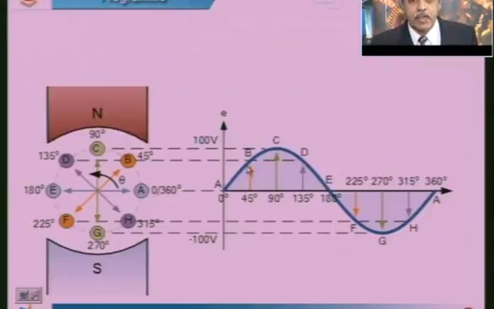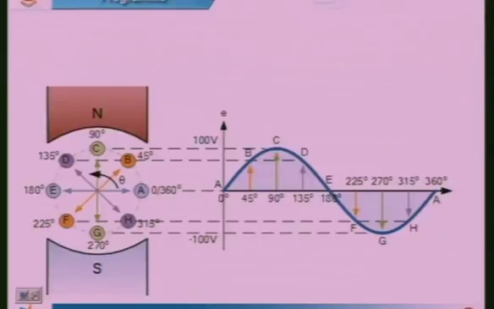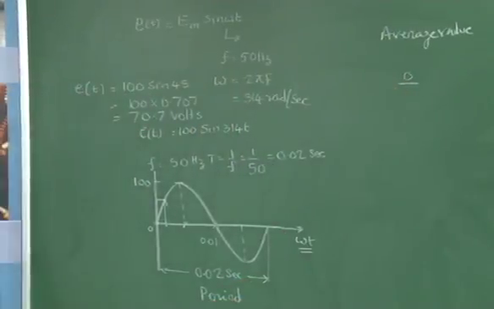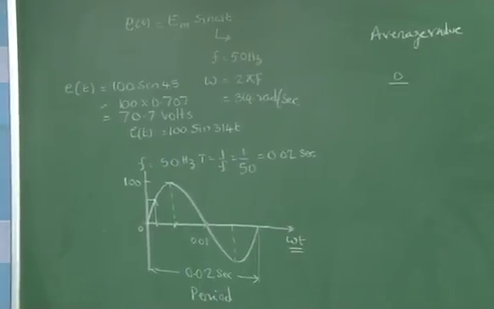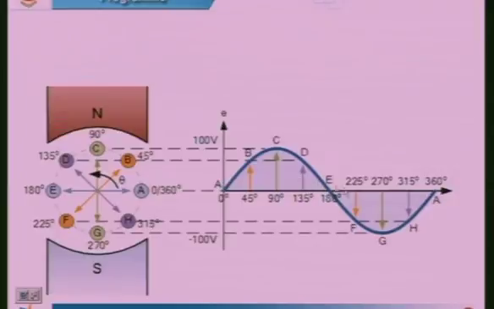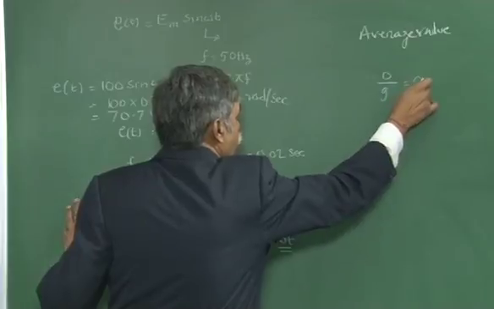So, 0 plus 70.7 plus 100 plus 70.7 plus 0, plus we have here minus 70.7 minus 100 minus 70.7 minus 0. If I add up all these values, I will be getting the sum equal to 0, divided by the number of samples in this cycle: 1, 2, 3, 4, 5, 6, 7, 8, 9 samples we have. So, this divided by 9 will give us a 0 value.